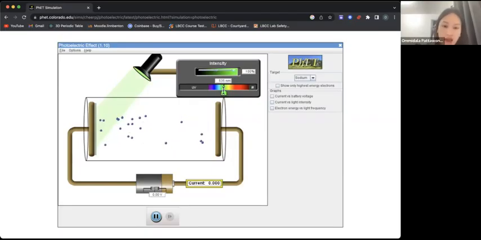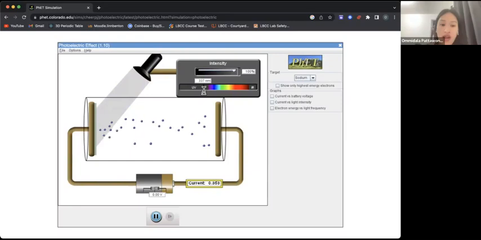If I keep decreasing the wavelength or increasing the frequency toward higher energy light, you are going to observe that more electrons are ejected, because the light shining onto the metal surface has higher energy, so it is able to knock out electrons more easily.